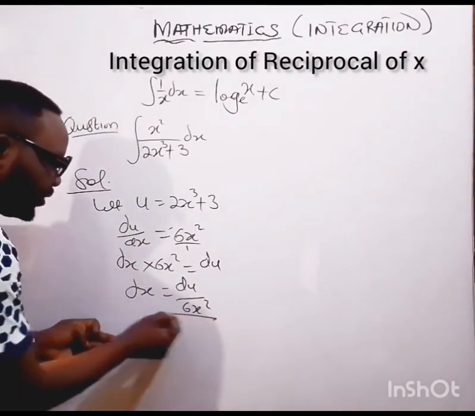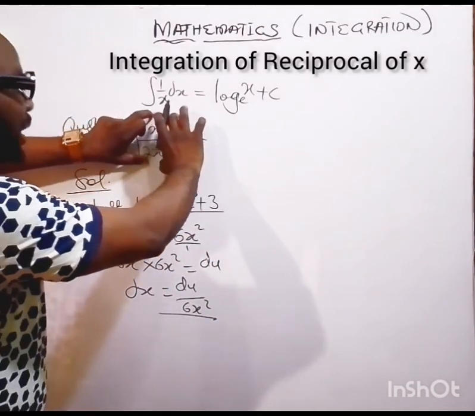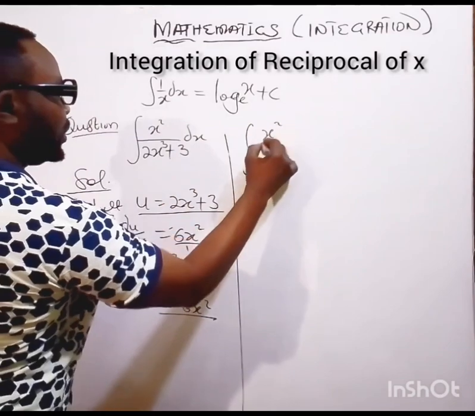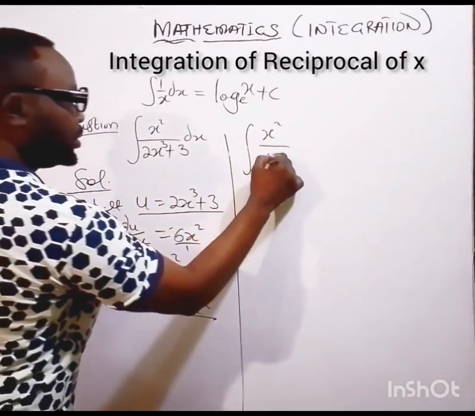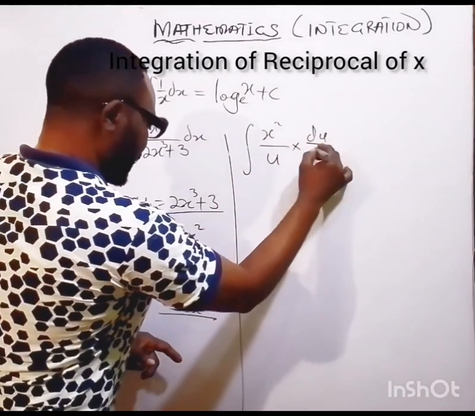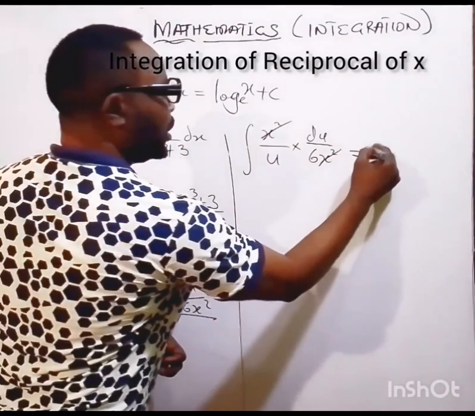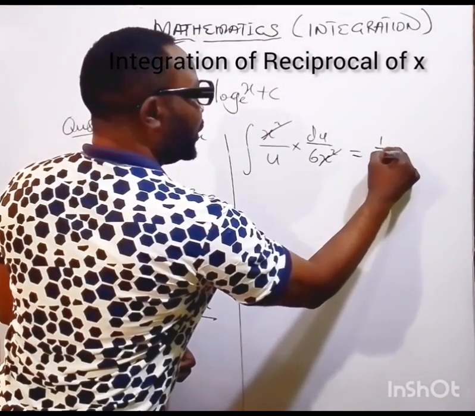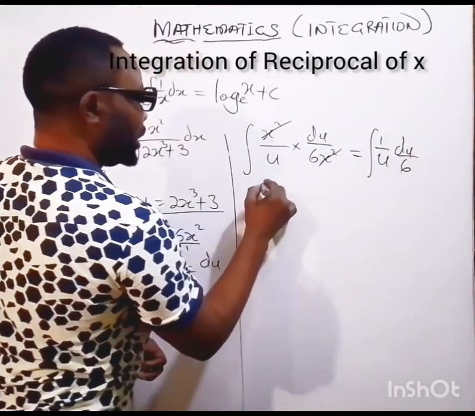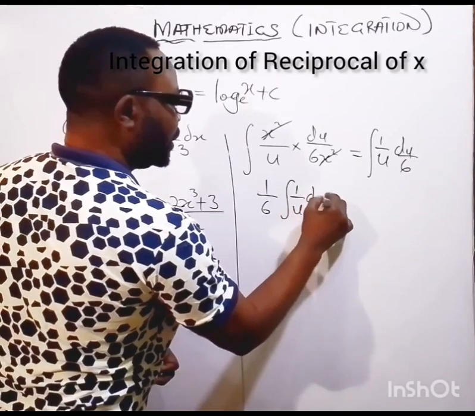Now, this value we have here, and this value of u here, we need to bring into this expression here. We are going to have the integral of x squared over 2x cubed plus 3, which is u, multiplied by, what is the value of the dx? Du over 6x squared. X squared will cancel x squared, making it become 1 over u du over 6. This expression becomes 1 over 6 into the integral of 1 over u du.